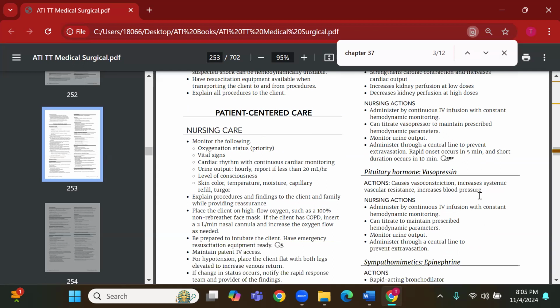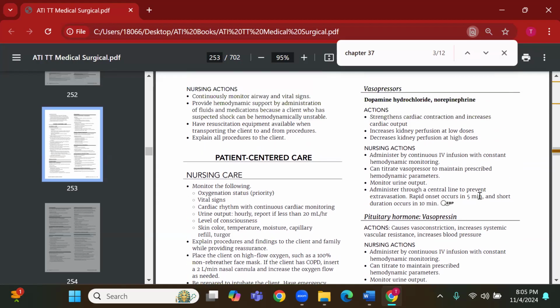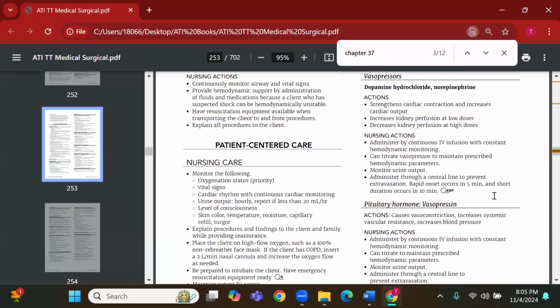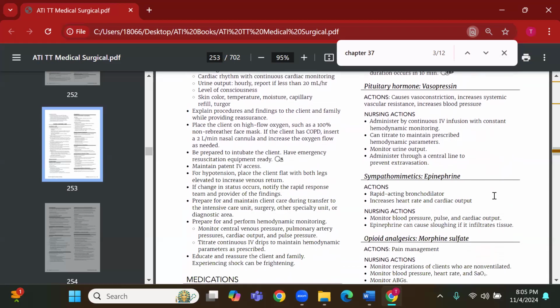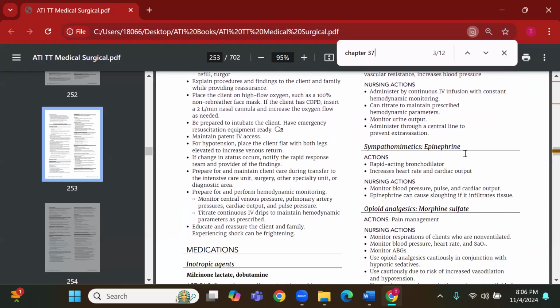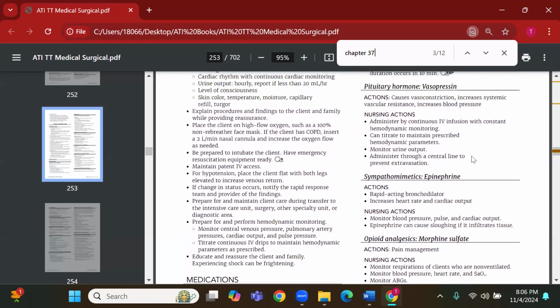The patient could get vasopressin. I think a vasopressor like dopamine, norepinephrine, they're vasopressors, but I think they might ask you about vasopressin, which can be used. It's very similar to epi. If you look, epinephrine works a little bit different, but it says rapid acting bronchodilator. So a vasopressor is not going to open up the airway, right?